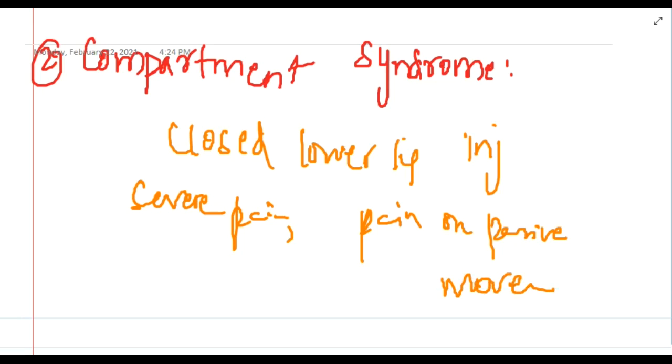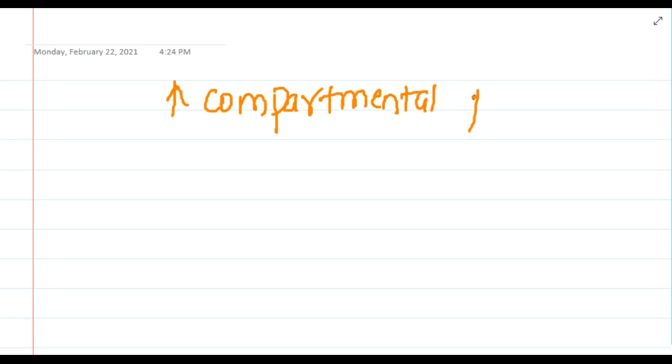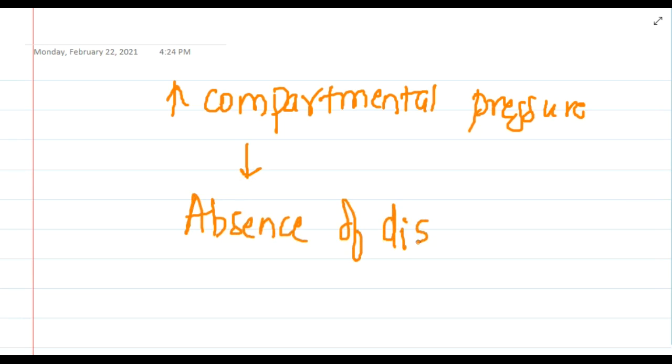This compartment syndrome mainly occurs due to increased compartmental pressure. When this compartmental pressure increases, at some stage it can compress the arterioles, finally resulting in absence of distal pulse, and this is the late sign which is seen.